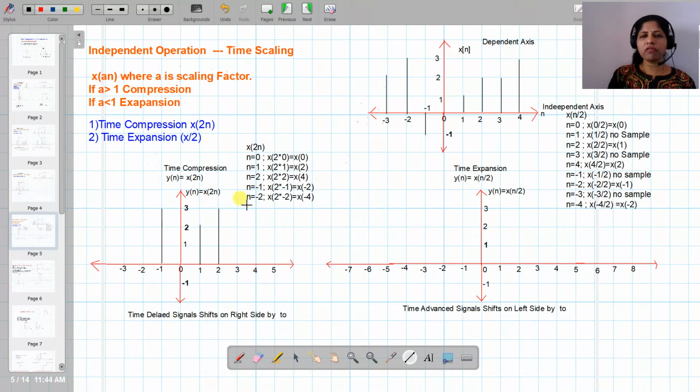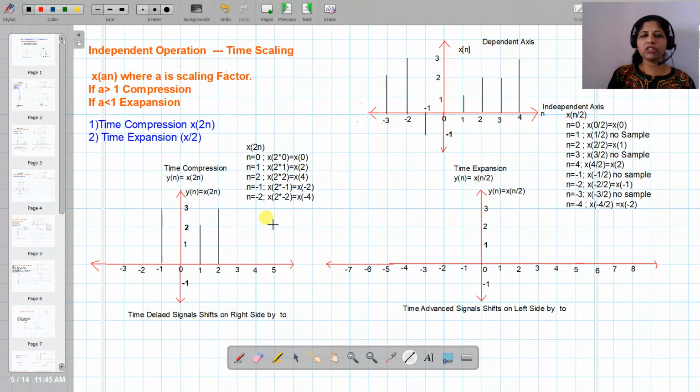Next, when n is equal to minus 2, y of minus 2 is equal to x of minus 4. On x of minus 4 we don't have any sample. So that's why this is our final output for y of n. If you observe your original signal x of n, how many samples does it have? From minus 3 to 4. So total samples are 1, 2, 3, 4, 5, 6, 7, 8.